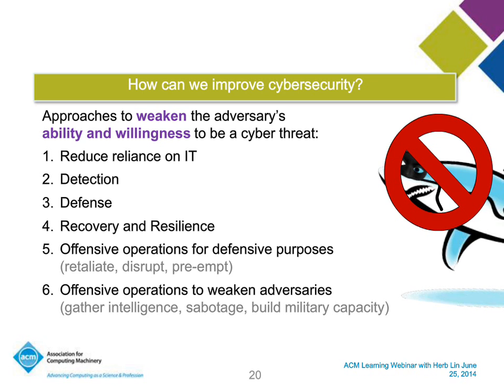Then you can also conduct offensive operations for defensive purposes. You can retaliate against an attacker. You can disrupt him. You can preempt him before he tries to do an attack. And then you can conduct offensive operations to weaken your adversaries. You might want to gather intelligence, sabotage them, build your military capacity, all those sorts of things. Whether or not any of these things are the right thing to do is a very interesting question, one on which there's no consensus, so we're not going to talk about that, but the book does talk about that.